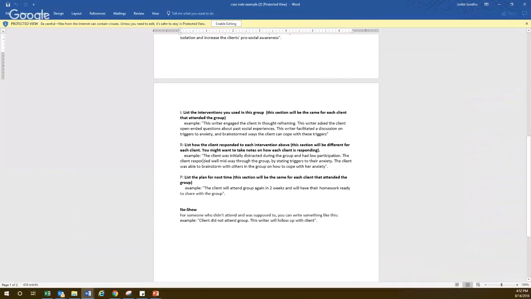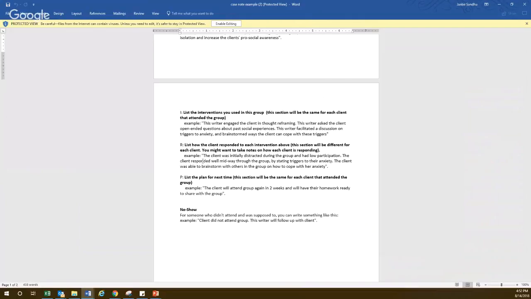And this section can be the same for each person, because again, you use the intervention for the entire group. So this writer engaged the client in thought reframing. This writer asked the client open-ended questions about past social behaviors. This writer facilitated a discussion on triggers to anxiety and brainstormed ways for client to cope with those triggers. So that's great. This is a very supportive group in really understanding pro-social behavior and engaging in your communities. The response would be different, right? So the response here, how the client responded, each person would respond differently.